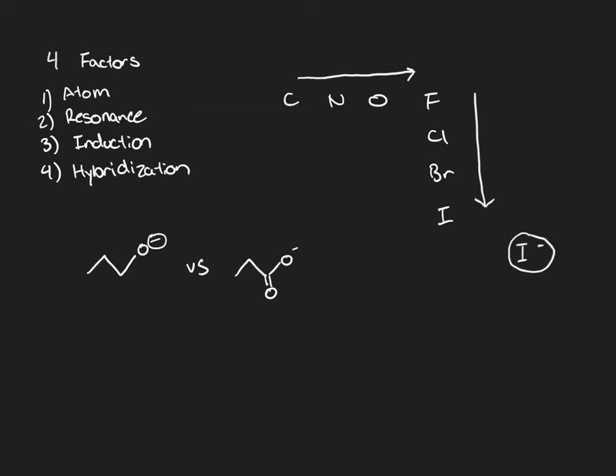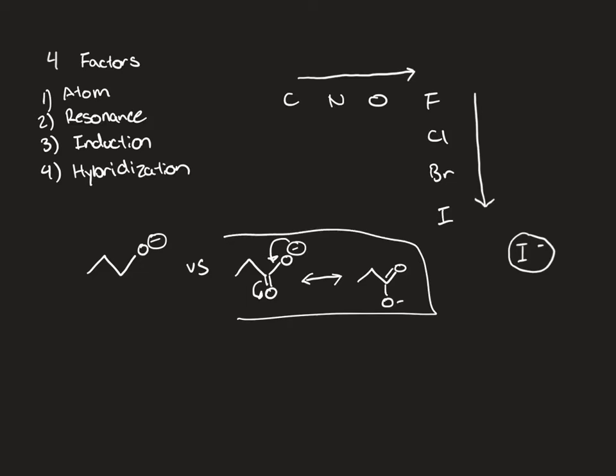While on the example on the right, you can have resonance within the molecule itself, forming a molecule that looks like this, O minus, and then a double bond O. And because of resonance, this molecule on the right is more acidic because the conjugate base is more stable. And if the conjugate base is more stable, that is a sign of increase in acidity.